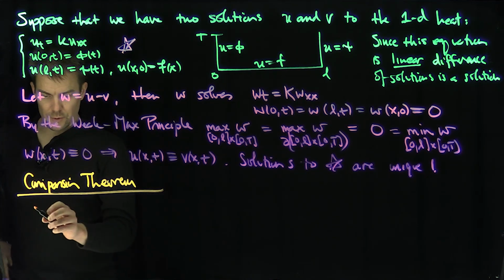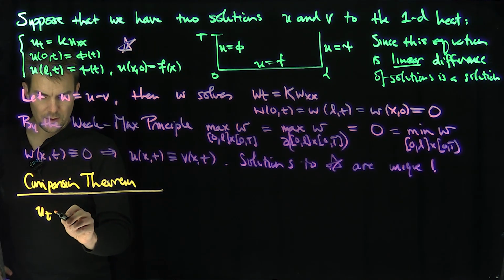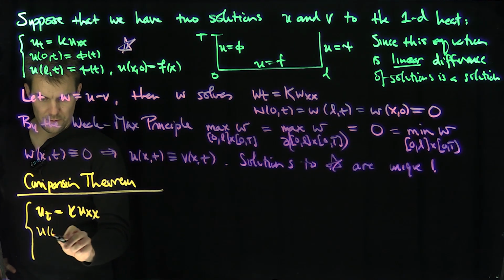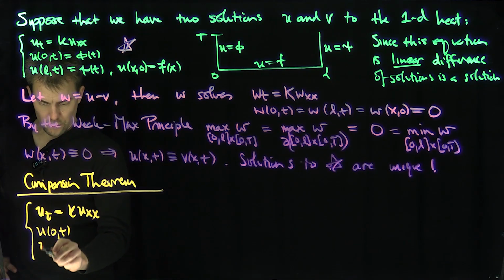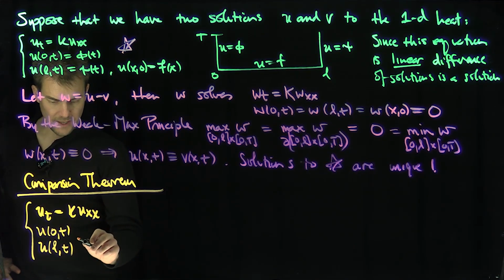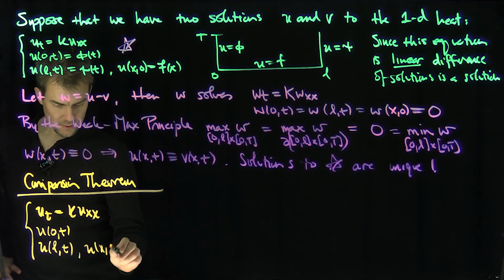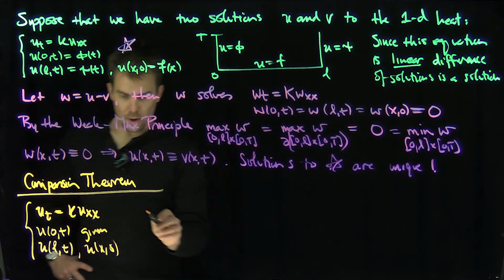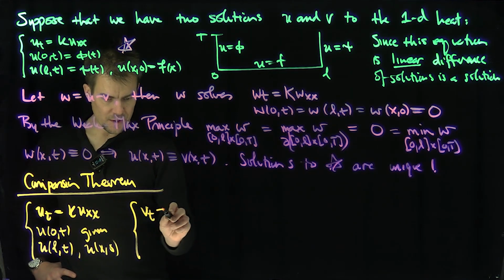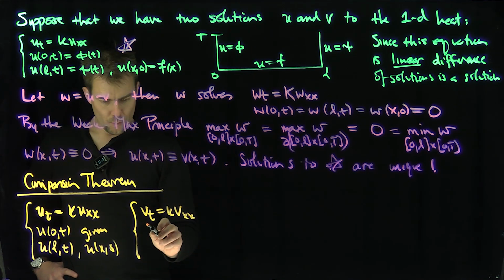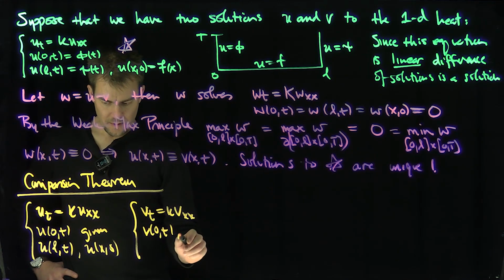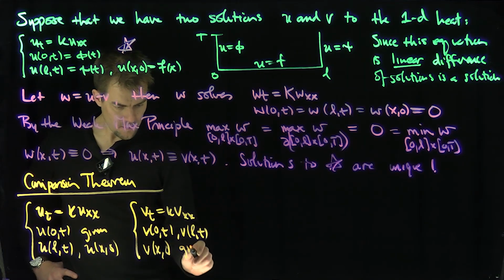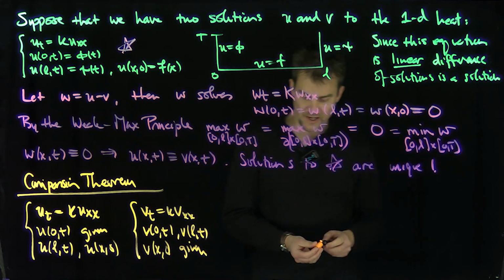Okay, so suppose I have two situations over here. I have u_t equal to k u_xx with u(0,t), u(L,t), and u(x,0) all given. Those are given to us. And then I also have v_t equal to k v_xx with v(0,t), v(L,t), and v(x,0) given. And what does the comparison theorem state? The comparison theorem states the following.